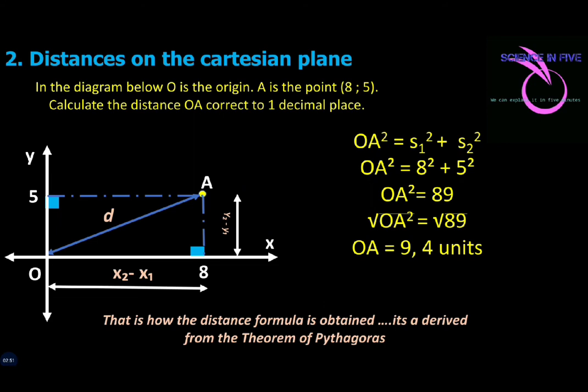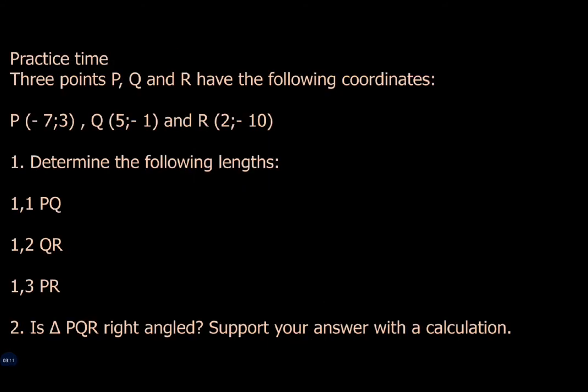So that is how the distance formula is obtained. We've just spoken about x2 minus x1. This will be the x movement, the y movement, which is perpendicular. As a result, the d is the hypotenuse of those two movements. Got it? Okay. Let's see if you can apply these two ideas to this following problem.